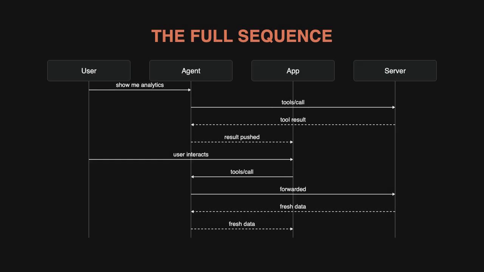Here's the general shape, independent of any one example. The user asks something, the agent calls a tool, the server responds, and the agent pushes that result into the app. Then when the user interacts with the app itself, the app can send its own tool call request back through the agent, which forwards it to the server, gets fresh data, and pushes it back. The app never talks to the server directly. The agent, meaning the host, always sits in the middle.